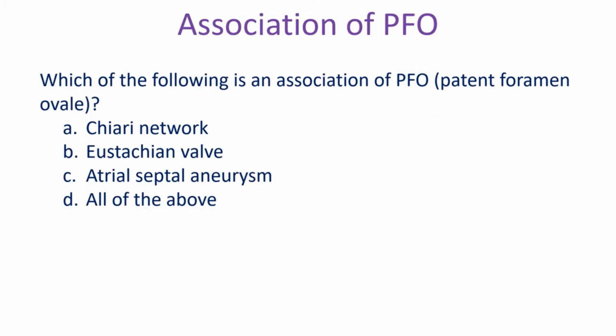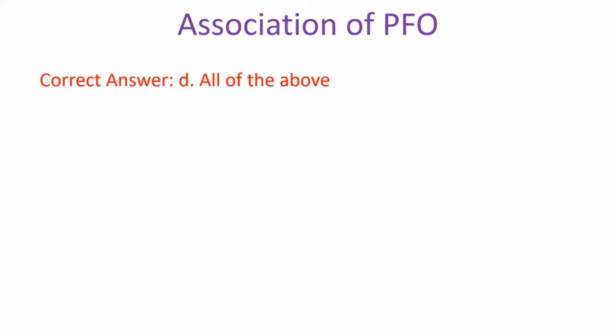Which of the following is an association of patent foramen ovale? A. Chiari network, B. Eustachian valve, C. Atrial septal aneurysm, D. All of the above. Correct answer D. All of the above.